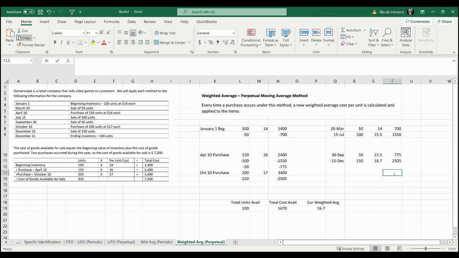We get our total cost of goods sold over here by adding up these costs from the sales. And that ends up being 5,530. If we add these two together, we end up with the total cost available for sale of 7,200.